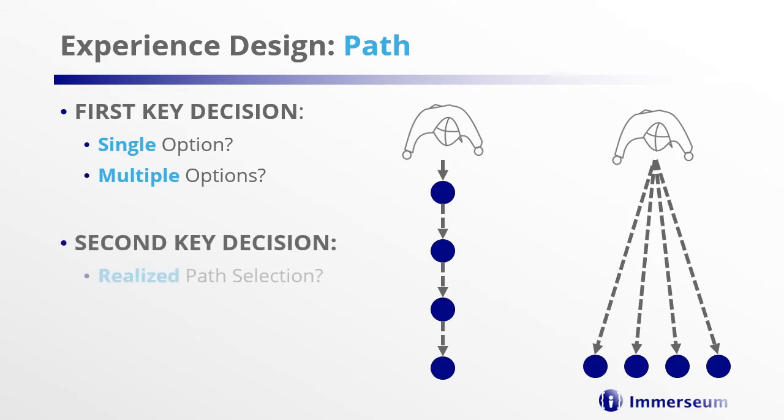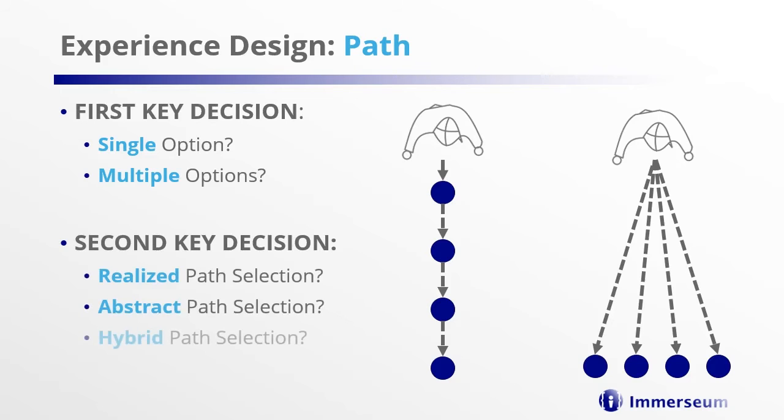Now, the second key decision is one that especially comes into play with multiple options, and that's, how do people choose their path? We think of it as three different options for path selection: realized, abstract, and hybrid. What are these things?